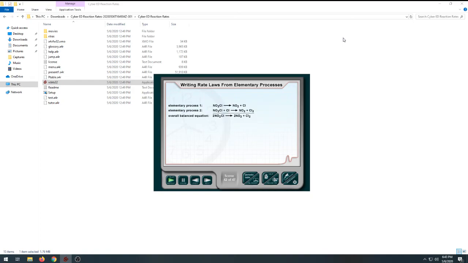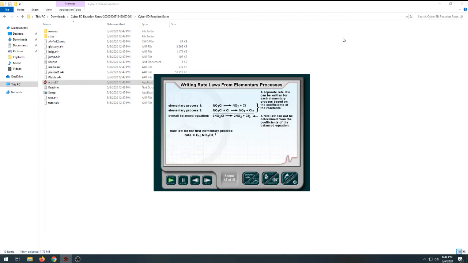In the reaction mechanism for the decomposition of nitrile chloride, discussed in previous scenes, there are two elementary processes. A separate rate law can be written for each one based on the coefficients of the reactants. This is in contrast to the overall balanced equation. Remember, if you are given the balanced equation for a reaction, you have no way of determining the rate law without experimental data. For the elementary processes in a reaction mechanism, however, rate laws can be derived using the coefficients.